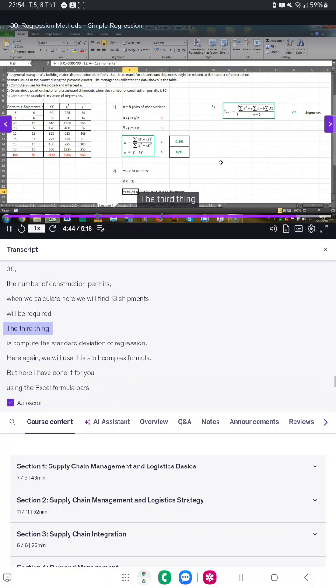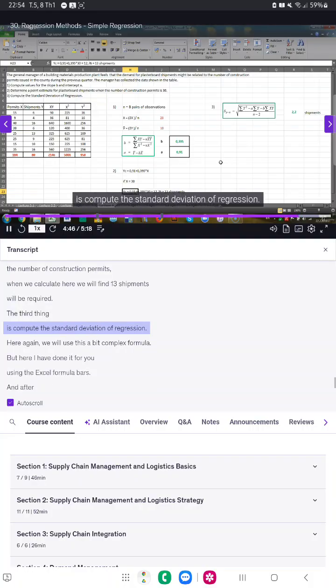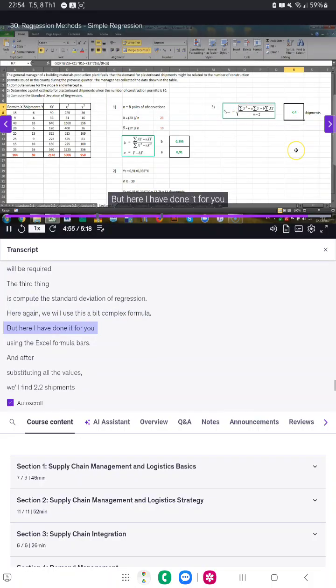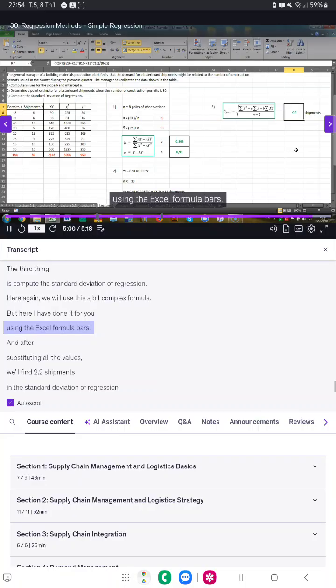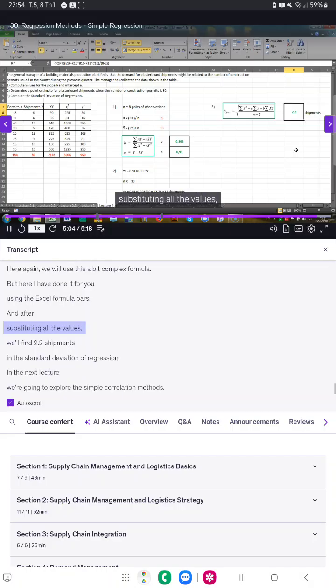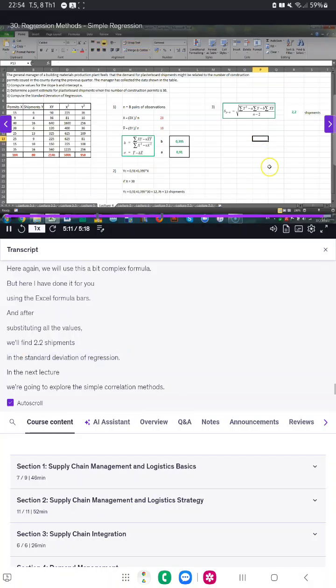The third thing is compute the standard deviation of regression. Here again, we will use this a bit complex formula, but here I have done it for you using the Excel formula bars, and after substituting all the values, we find 2.2 shipments in the standard deviation of regression. In the next lecture, we are going to explore the simple correlation methods.